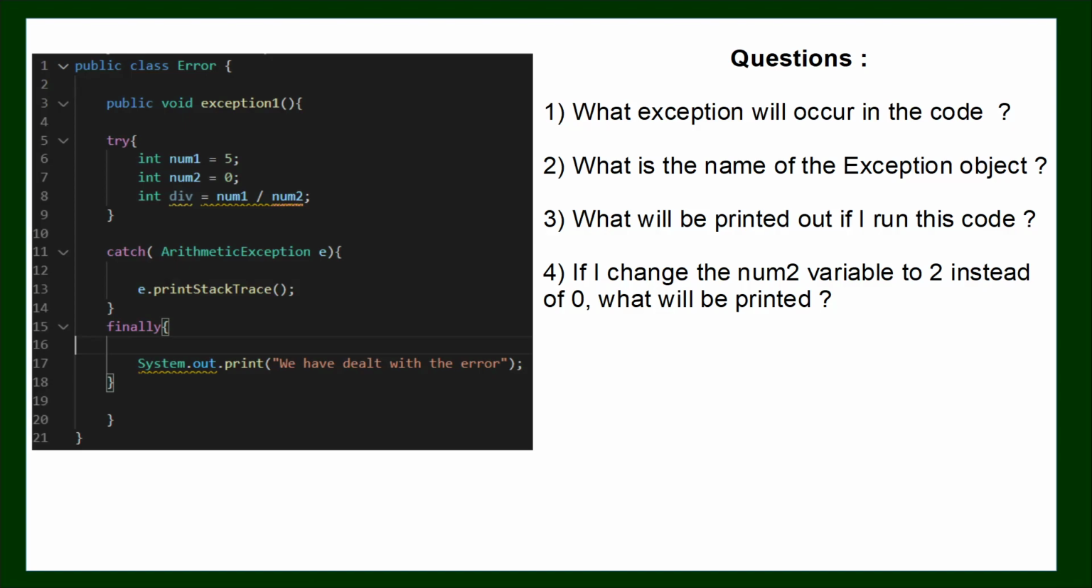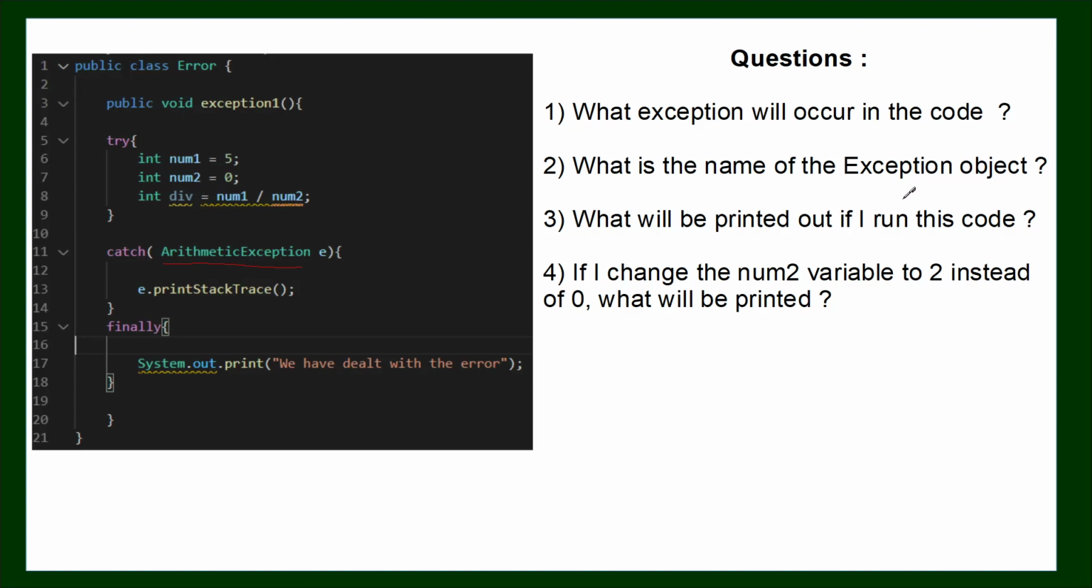Hopefully you've paused the video and answered the questions, so let's go through them. What exception will occur in this code? Well, we're working with numbers, and so what we've put here is the arithmetic exception. It's always important to be as specific as you can when writing any kind of program. So it's not a great idea just to have the exception object for all your catch. You should really focus down on what kind of exception you think will occur based on your code.